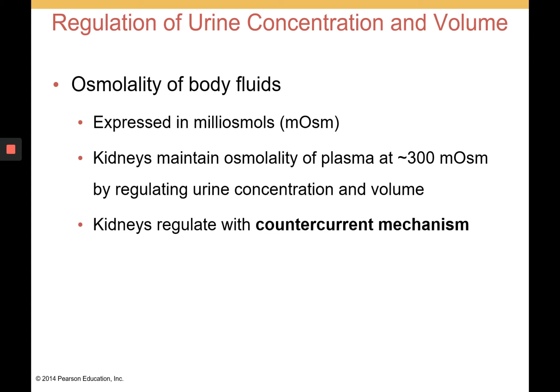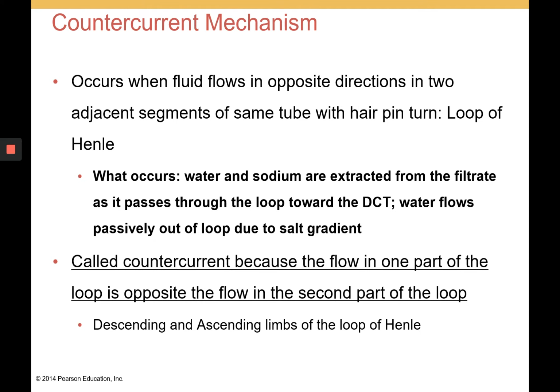The kidneys maintain this osmolality throughout the nephron loop, starting at 300 and going all the way up to 1200 milliosmoles at the base of juxtamedullary nephron loops. So the kidneys are able to do this via regulation using a countercurrent mechanism. The countercurrent mechanism occurs when fluid flows in opposite directions in two adjacent segments of a tube that has or is connected with a hairpin turn. That's what we see in the loop of Henle, or the nephron loop. We see a descending limb with fluid flowing down towards the hairpin turn.